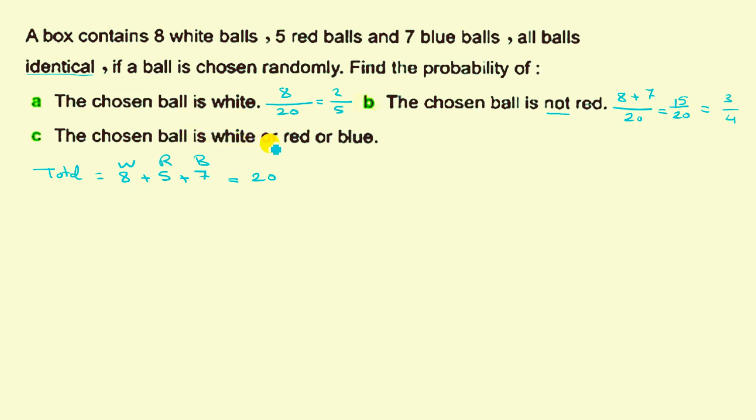The chosen ball is white or red or blue. طبعا or هنعمل plus. white اللي هو 8 plus red 5 plus 7 اللي هو ايه all of the numbers of the balls, 20 over 20, ده ايه certain event.